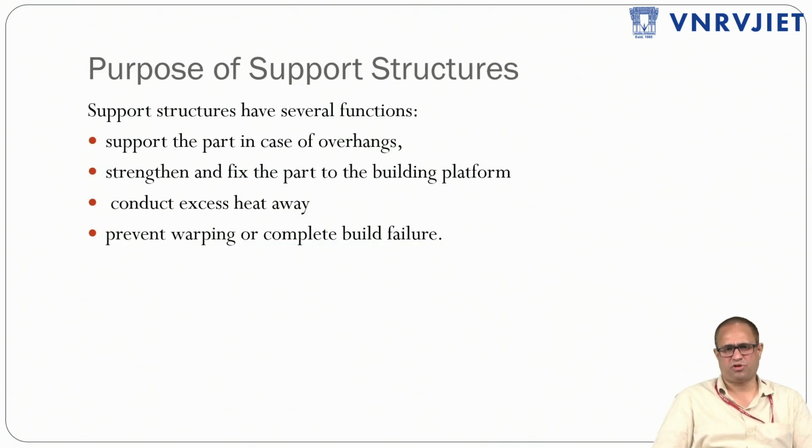What is the purpose of support structures? They support the part in the case of overhangs, strengthen and fix the part on the build platform, conduct excess heat away, and prevent warping or complete build failure. Warping is a common defect seen in FDM, because the temperature is not properly maintained, especially for longer prints. For longer prints of 14, 15 or 18 hours, we should maintain proper glue and bed temperature, and rework the supports. The type of model, orientation and supports you use all play an important role in reducing the warping issue.